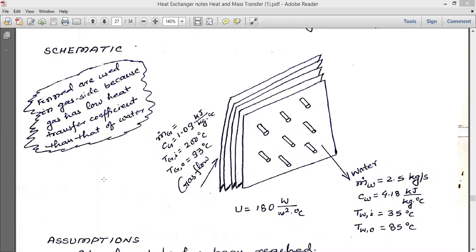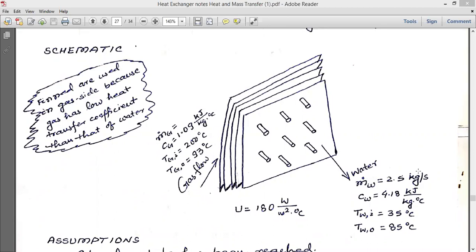Okay, so outside, on the gas side, what is given? The mass flow rate of the water is given, specific heat of the water is given, water inlet temperature is given, water outlet temperature is given. On the gas side, the mass flow rate is not given, but the specific heat of the gas is given, the inlet temperature of the hot fluid, that is the gas, is given, and the outlet temperature of the gas is given. Also, the overall heat transfer coefficient is given. So you need to show all of these schematically, and show all the data like that.